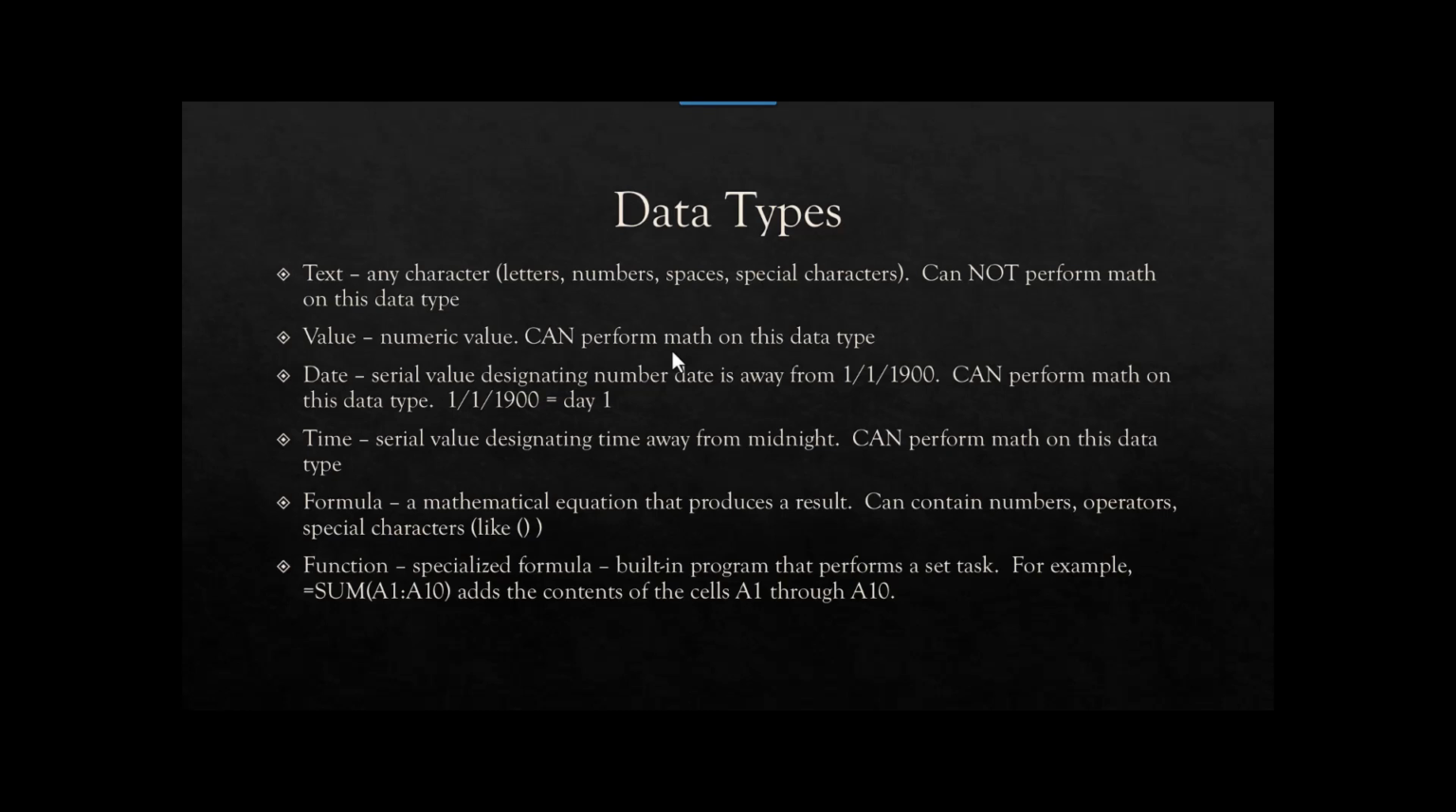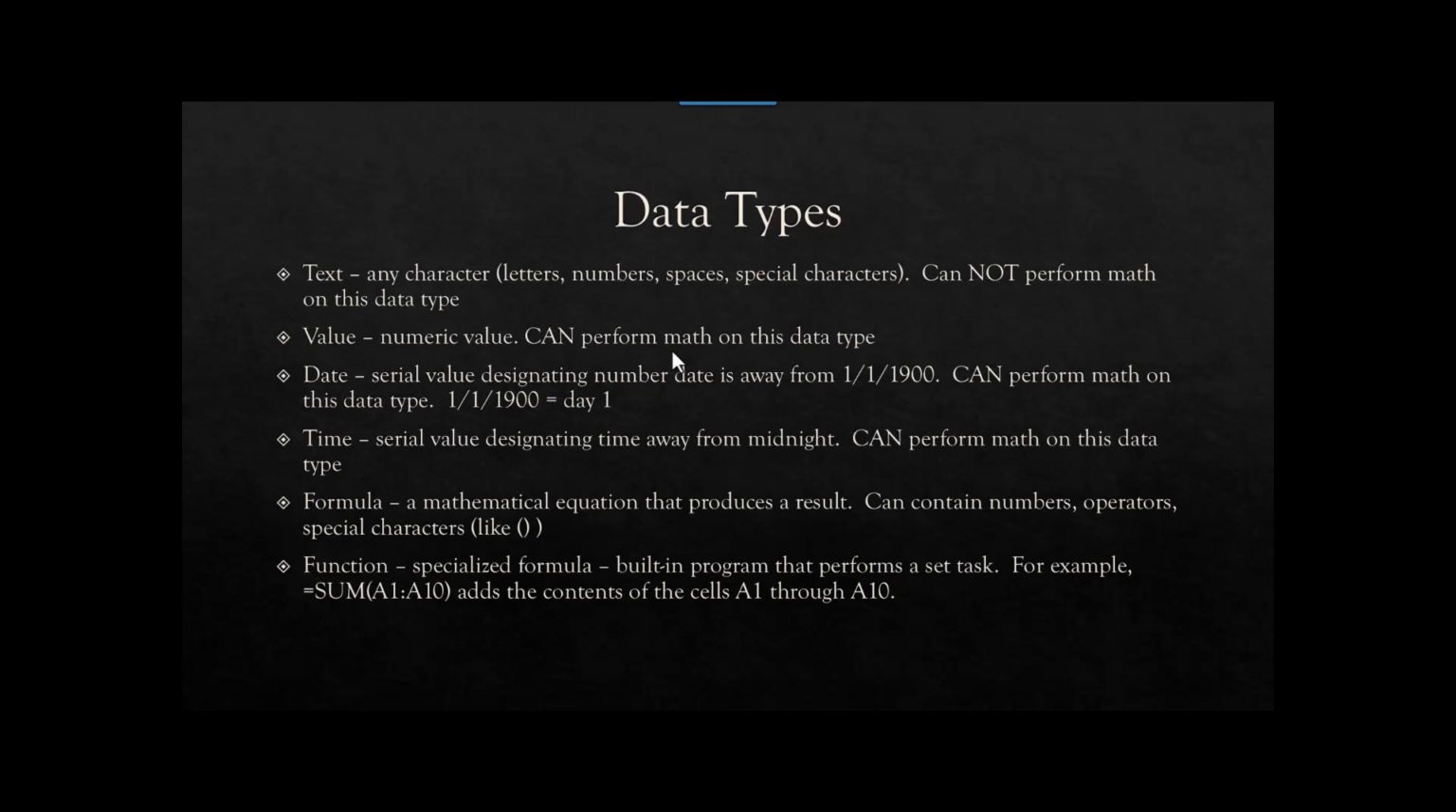Time is a serial value that is away from midnight, right? So how many hours, minutes, seconds away from midnight. So that's what allows us to perform math on times. The next kind is a formula, and a formula is a mathematical equation that produces some kind of result.